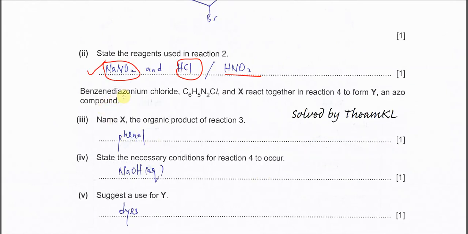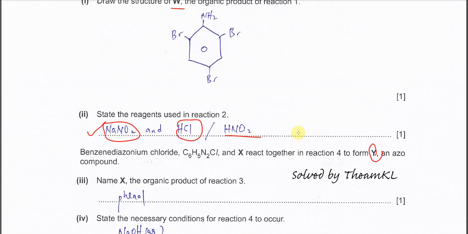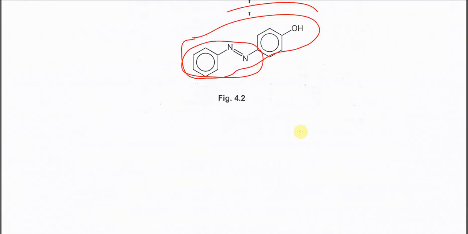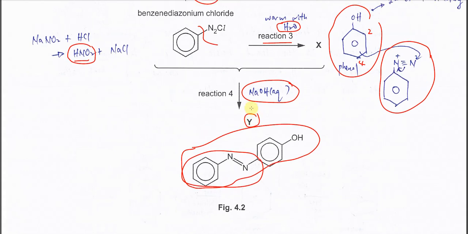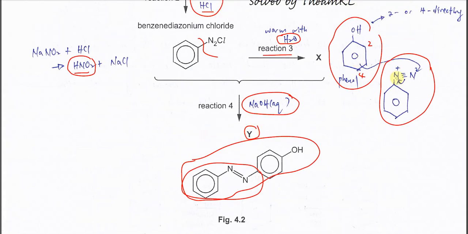Benzene diazonium chloride and the X react together in reaction 4 to form Y. Again, the Y is the azo dye here, right? This is the reaction I told you already. The benzene diazonium chloride with phenol forms this Y. So this is the azo dye.